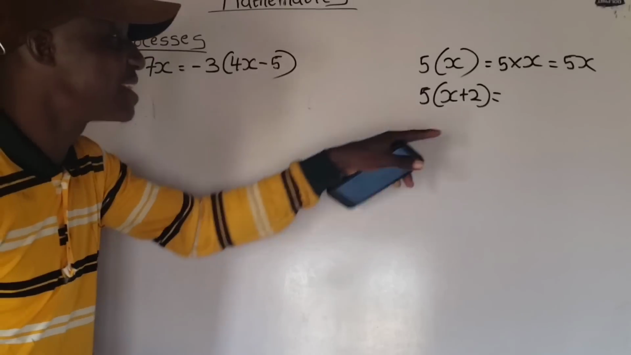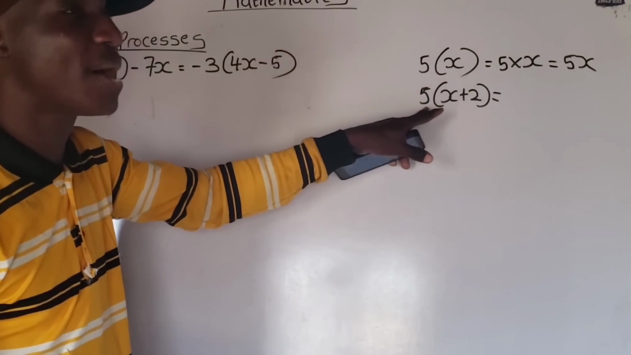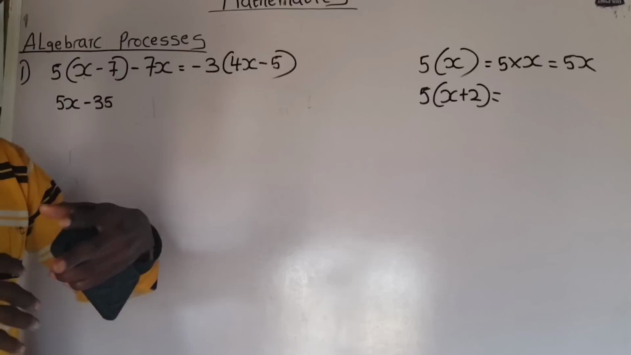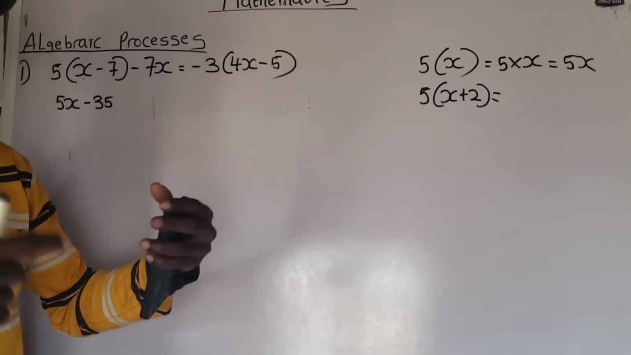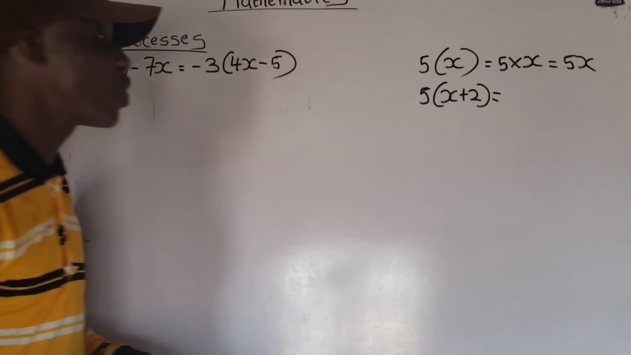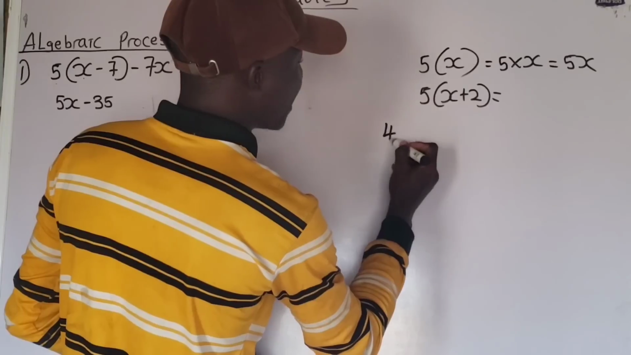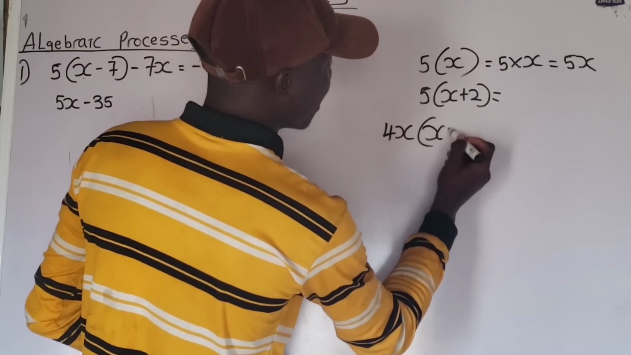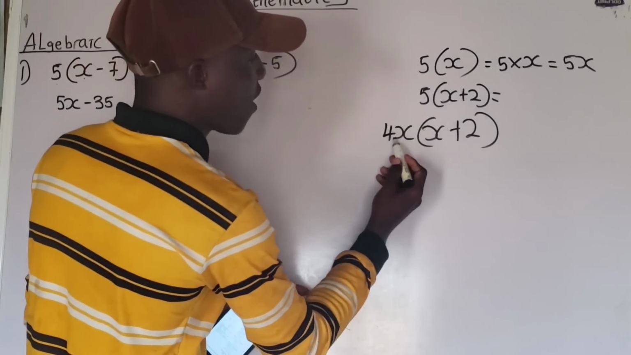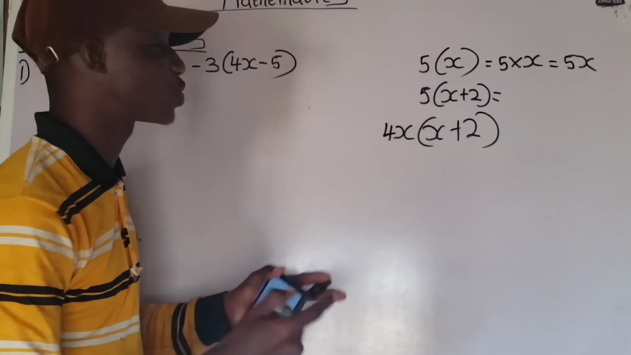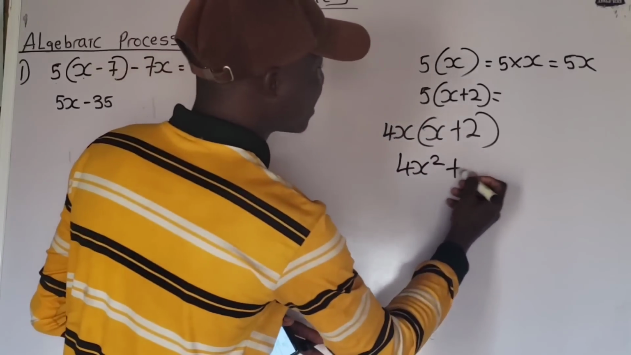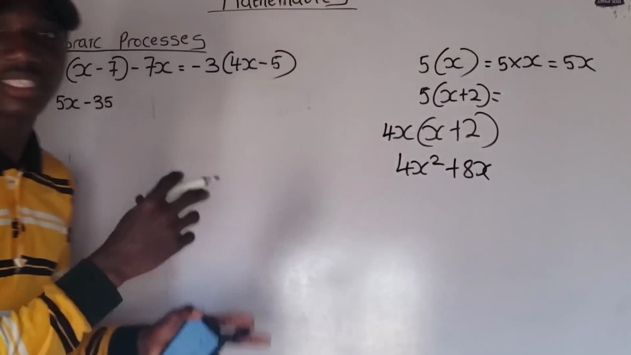Anytime you have a number or any element or term outside the bracket, if you want to expand this bracket, if you want to open the bracket, you must use the element outside the bracket to multiply all the terms in the bracket. You understand? So if I have maybe 4x into bracket x plus 2, if I want to open this bracket, I'm going to have 4x multiplied by x. That will be 4x squared. 4x multiplied by 2. That will be 8x. You understand? So that's what I'm doing here.